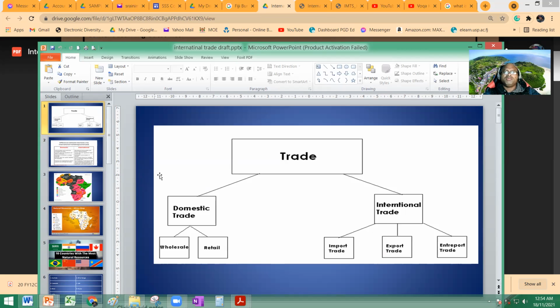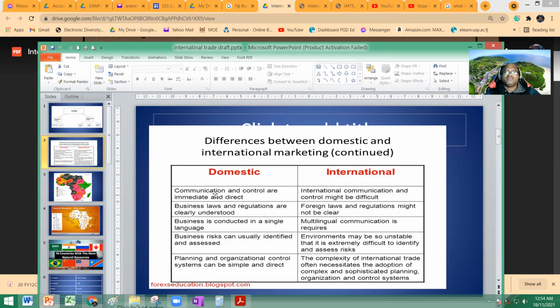Is the differentiation between domestic and international trade a big thing? Yes, it can be. Just a few points here. We see domestic in terms of communication and immediate direct effect. It's very easy to communicate within Fiji compared to Fiji with other countries. The cost of communication, overseas calls, and all the costs of dealing with buyers and sellers from overseas is a big effort.